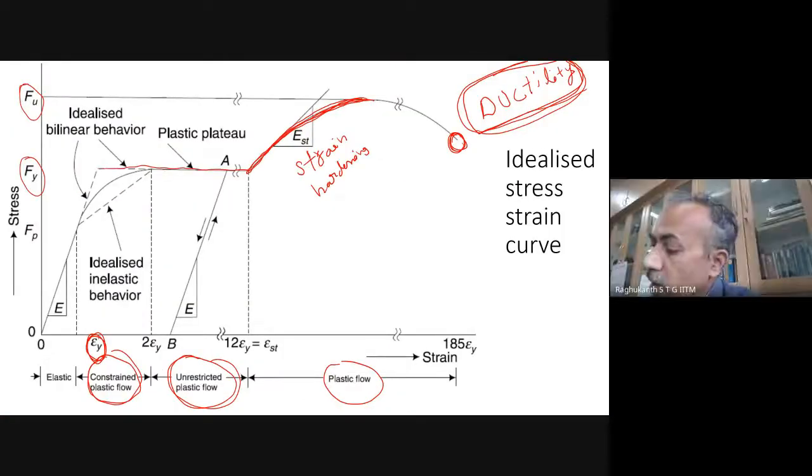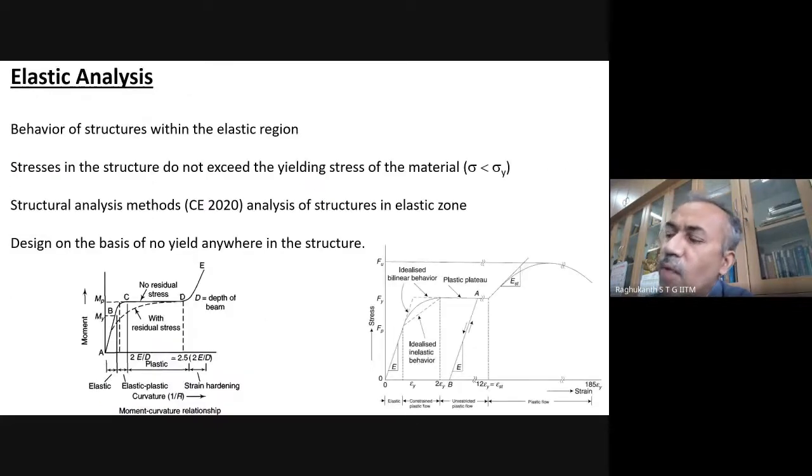Okay, so this is what we call ductility, and the main advantage of steel is that steel is extremely ductile. It has a huge ductility. So this is what we want to catch in our plastic analysis. Now the elastic analysis, all of you have done courses.